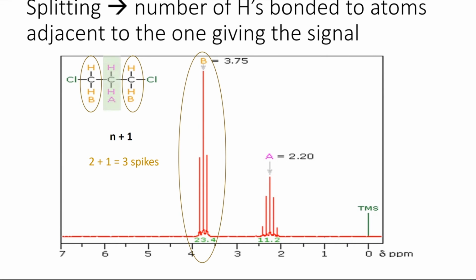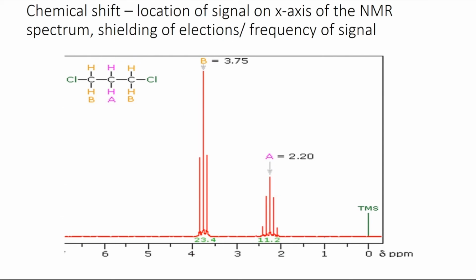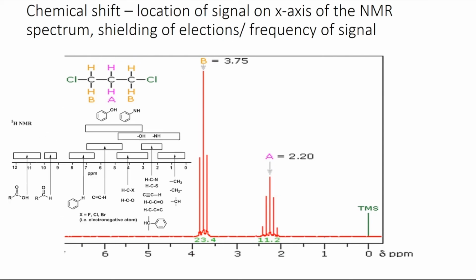The hydrogens in pink have 4 neighboring hydrogens, so we should expect 5 spikes from its signal, and indeed we see that this signal is giving 5 spikes. Our last rule we discussed was chemical shift. According to the table, the hydrogens in yellow fit the description I highlighted in yellow here, so we should expect to find their signal around 3 to 4 parts per million. Indeed, we in fact see that their signal is in this area at 3.75 ppm.